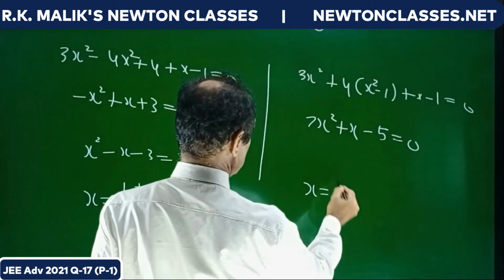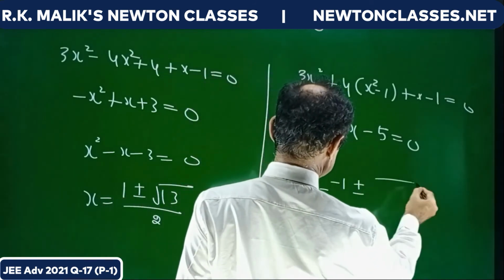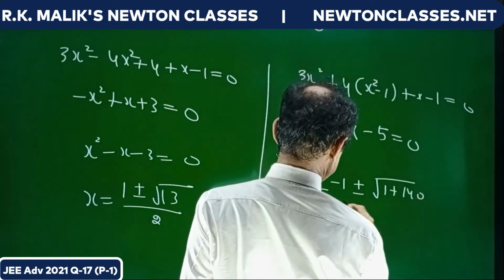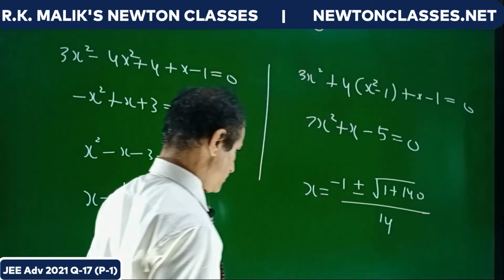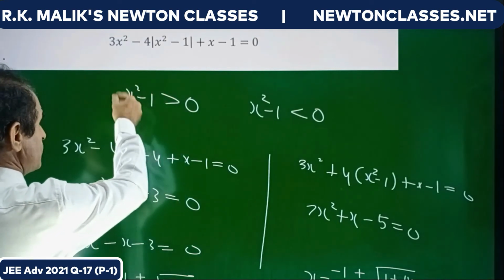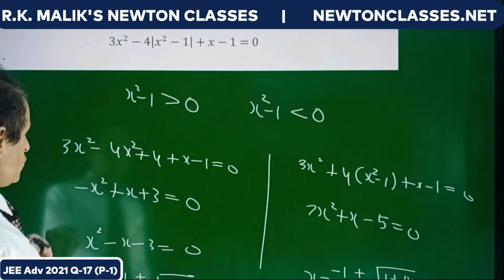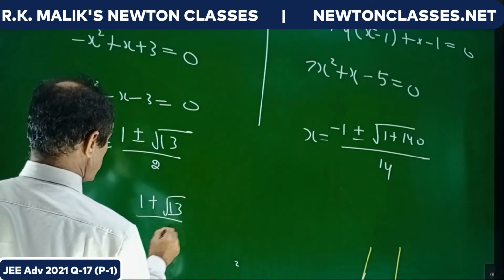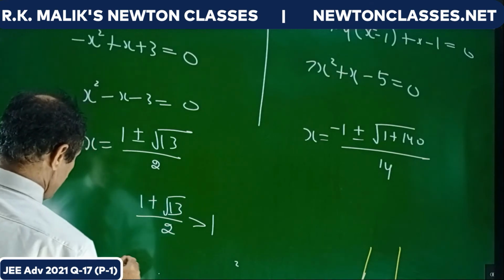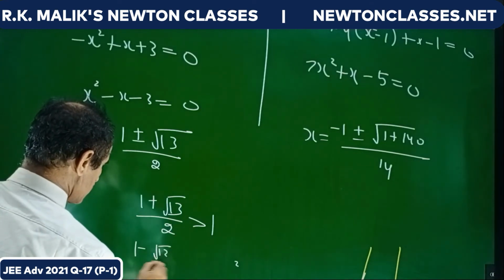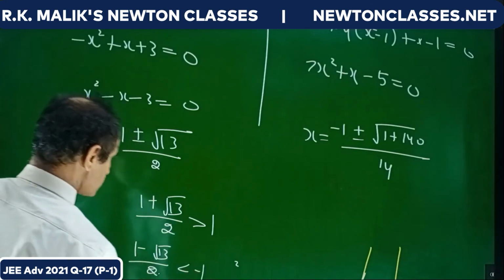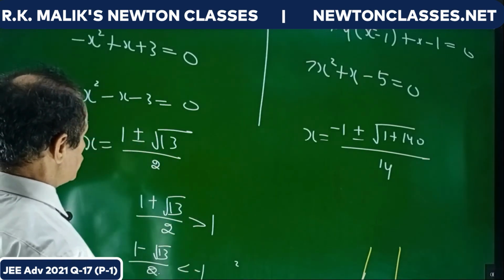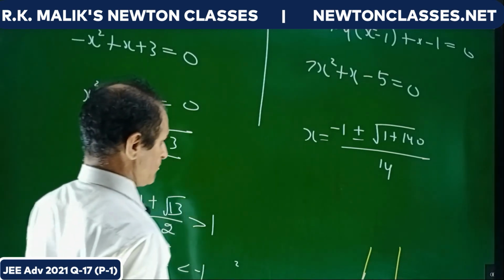And in the other case, we get 7x square plus x minus 5 equal to 0, and x equal to minus 1 plus minus under root 141 by 14. As in the first case, we have supposed x square minus 1 is greater than 0, and it is clear that 1 plus under root 13 by 2 is more than 1, and 1 minus under root 13 by 2 is less than minus 1. Hence both the values are acceptable. Therefore 2 real roots we have got from here.